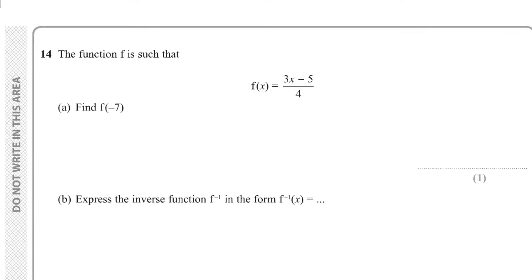Question 14 is on functions. We have f of x defined to be (3x minus 5) over 4. We need to find f of negative 7, which simply means substitute x to be negative 7. I'm just going to put this on the calculator, and we will be getting an answer of minus 13 over 2.